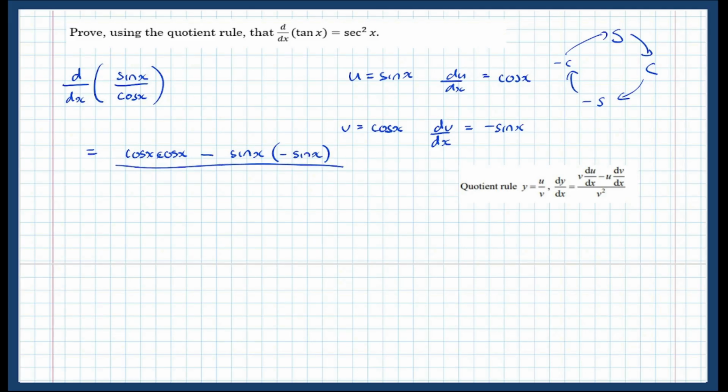all over v squared. So that's cos squared x equals, well, we've got cos squared x plus sin squared x over cos squared x. And we know from first year maths that cos squared x plus sin squared x is 1. So that then becomes 1 over cos squared x, which is equal to sec squared x. And that's what we were asked to prove. The differential of tan x is indeed sec squared x. Now, you don't need to remember that because you're given it on the formula sheet.